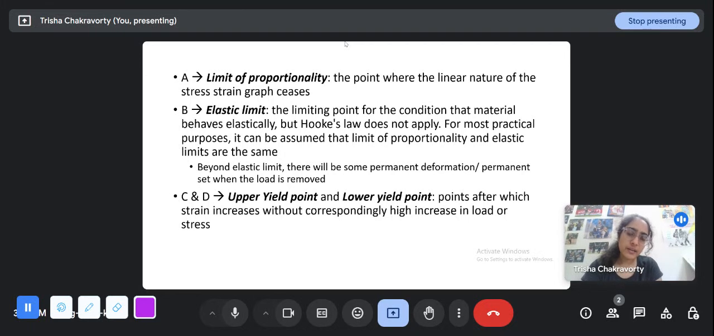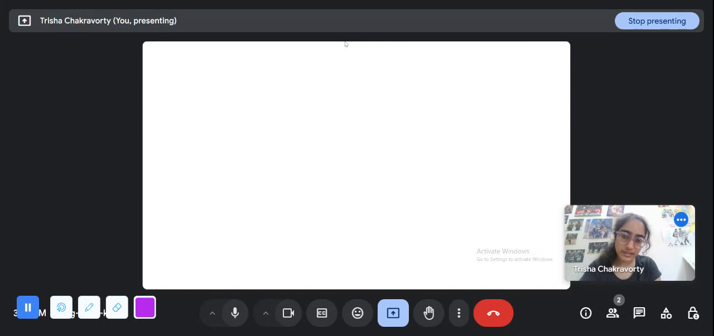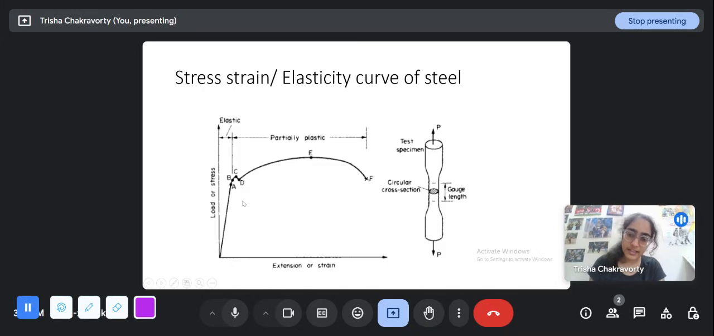C and D are the upper yield point and the lower yield point, the points after which the strain increases without a correspondingly high increase in load or stress. You can see clearly that C and D are generally taken as the same point. They are very closely spaced. We can see that this slope is very high up to here, and after this there is a significant decrease in the stress-strain slope. So after this, the material has yielded and become partially plastic.